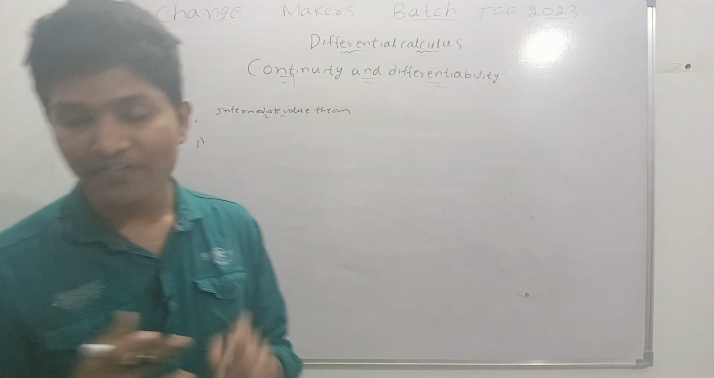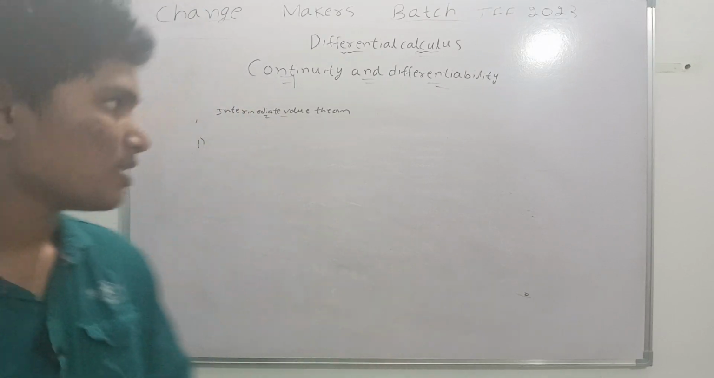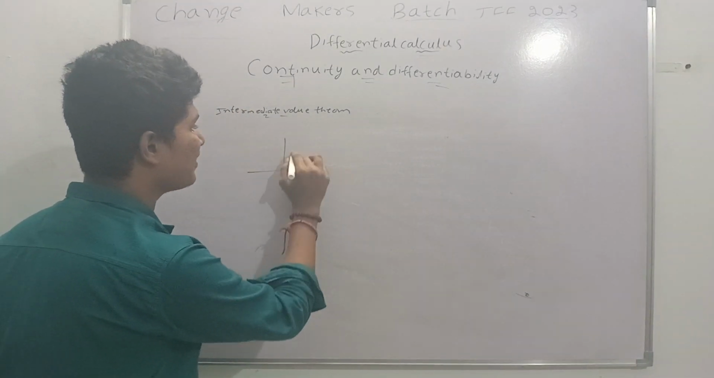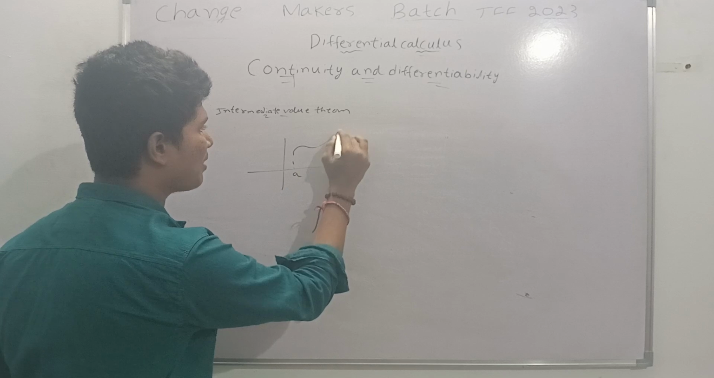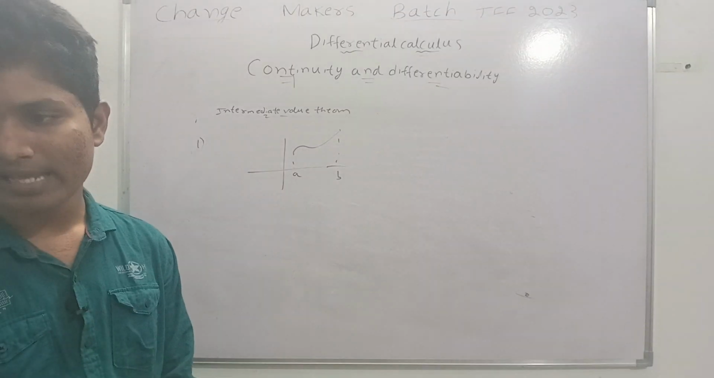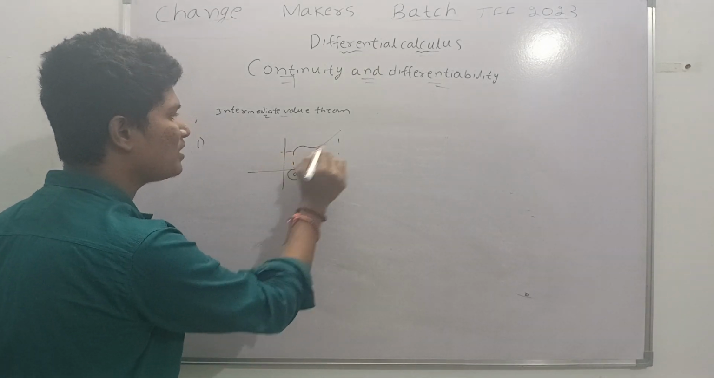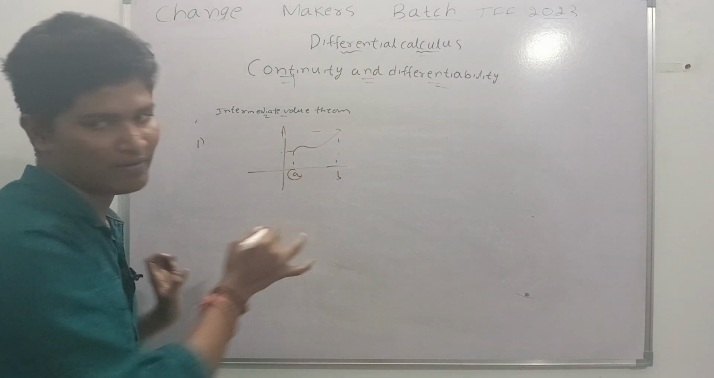What is the definition? I will read. If f is continuous on [a, b], suppose they are saying that there is a function like this, between a comma b it is continuous. If f of x is continuous on [a, b] and f of a is not equal to f of b, it means the f of a value is not equal to the f of b value.